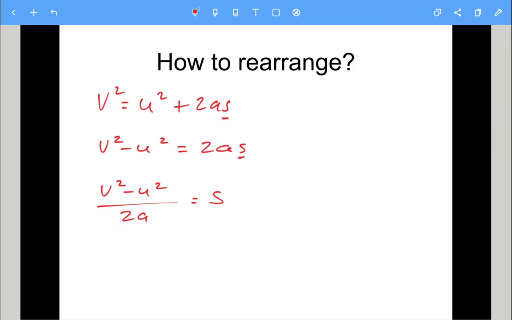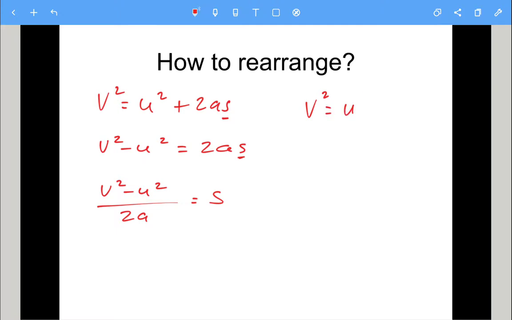Okay, let's do another one. So you can write this down if you need to. If we wanted the acceleration, it would just be v squared minus u squared divided by 2s. So it's the exact same technique, but at the end, instead of moving the a to the bottom, we move the s instead. The other one I want to show you is to rearrange to find u squared, because sometimes students can get confused with this one.